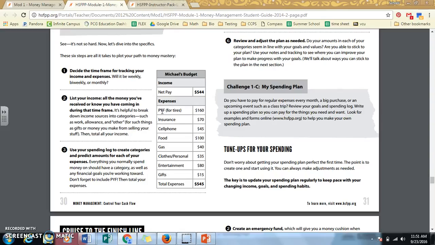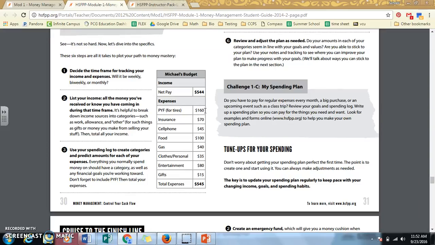So he paid himself first for tires. That was a big goal for Michael. He knows that he's got to get tires in the near future. So he is going to take $160 off the top to pay for tires. Some of his fixed expenses include insurance and cell phone. So he has to pay those every month. And then food, gas, clothes, entertainment, and gifts. Food, gas, clothes, and entertainment are his variable expenses. Those change each month. And then gifts are something that could happen on occasion. You want to have money set aside so that you can get your friend a birthday gift.